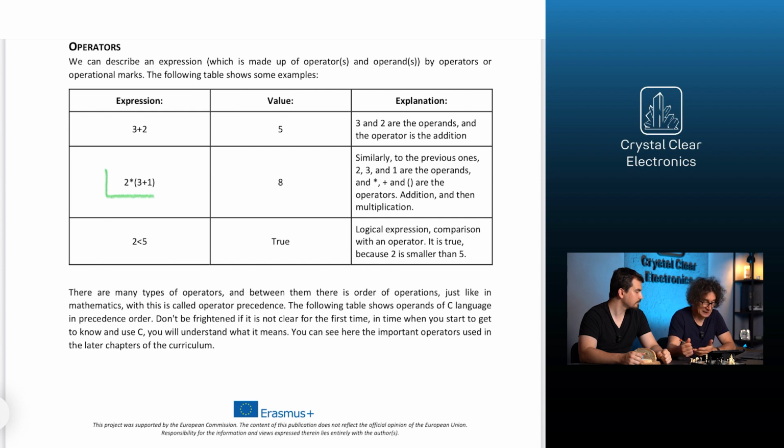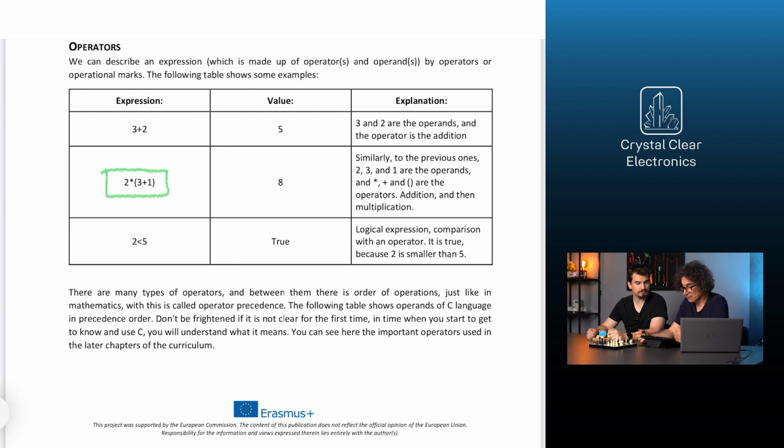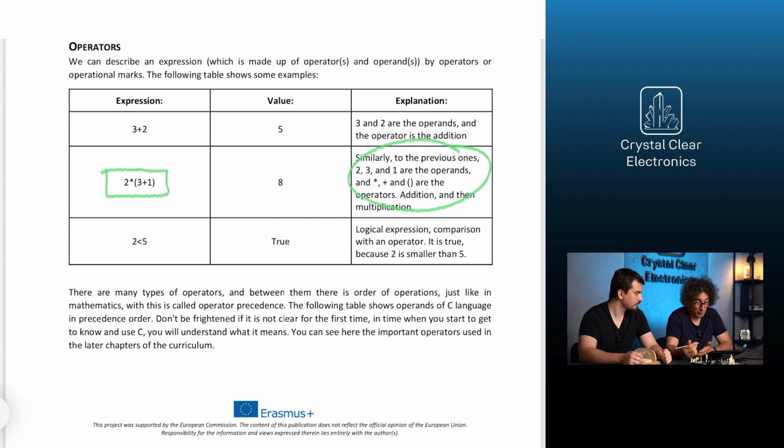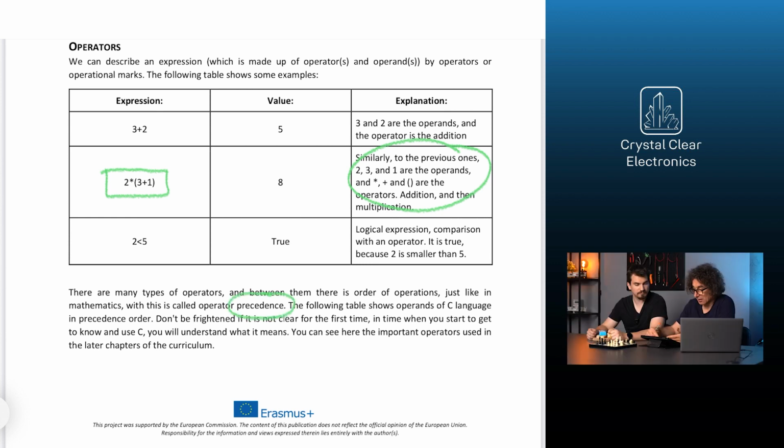Let's look at the middle one. 2 times 3 plus 1. The value of the expression is 8. What does that mean? Our operands are 2, 3, and 1, and the operators are multiplication, addition, and parentheses. There are many types of operators, and between them, there is order of operations, just like in mathematics. This is called operator precedence.